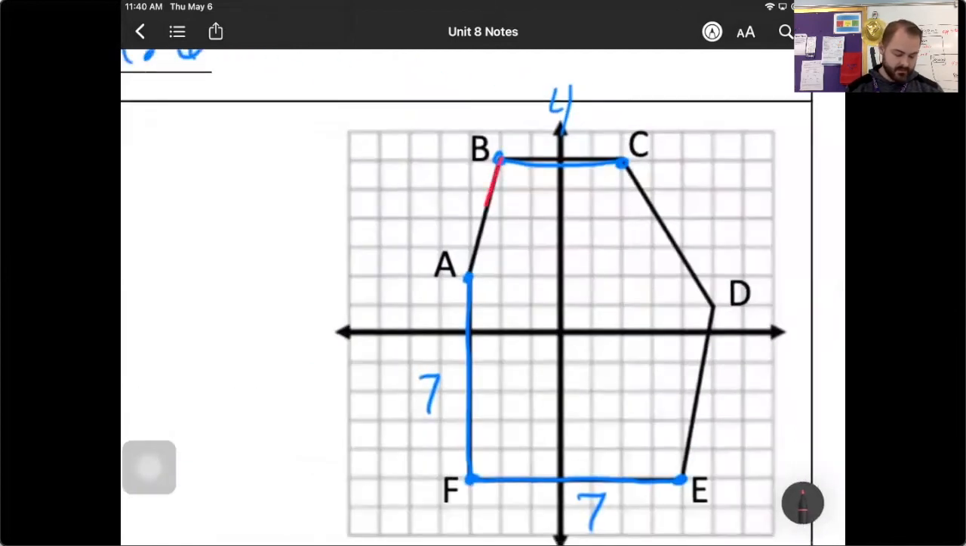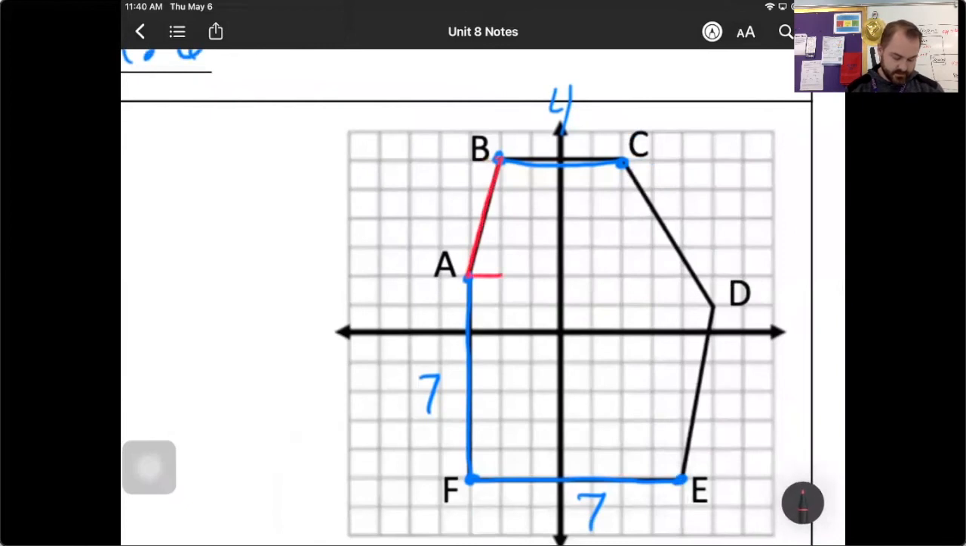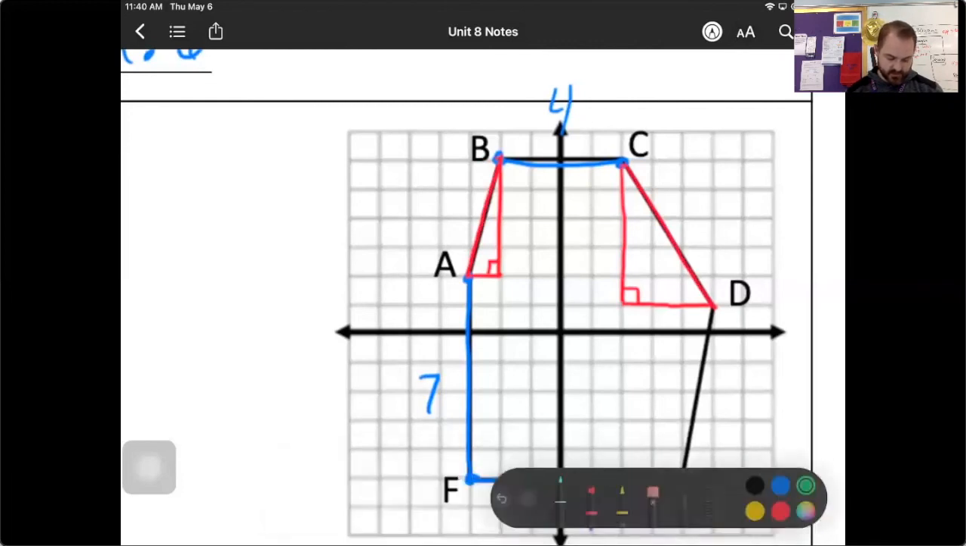AB is a slanted diagonal side. So think of that as part of a right triangle. I'm going to draw the right triangle like this. There's that right triangle that gives us that to do a squared plus b squared equals c squared. CD over here, okay, you can draw another right triangle. DE, I can do another right triangle. Use a different color.